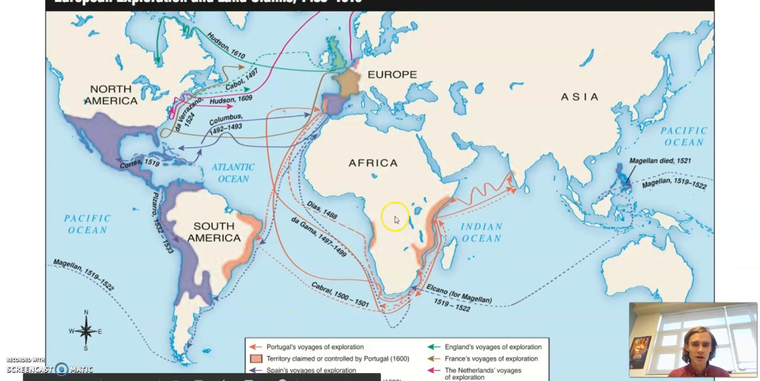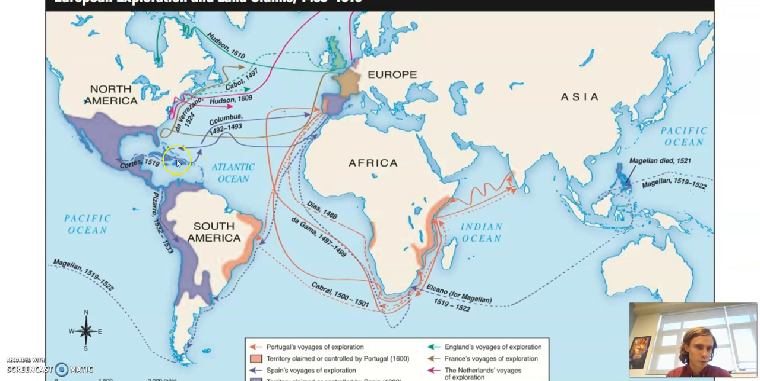You'll see the countries are highlighted up here: England in green, France in brown, Spain in purple, and this other country called Portugal in orange. And you can see the arrows are very complicated, but for example, the English sent explorers to Canada and also to the United States.